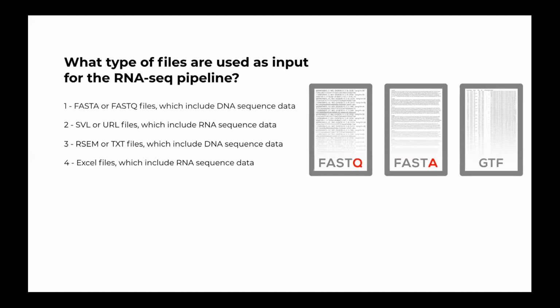And also FASTA is a text-based format for representing DNA and protein sequences. Typically, this is the reference file for the genome, as we also mentioned last time. The GTF file contains the genome annotation. This file will store the start and the end of each genomic element: exons, isoforms, genes. We saw that as well.